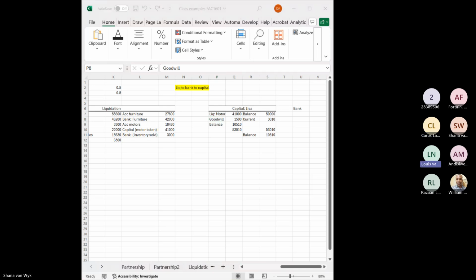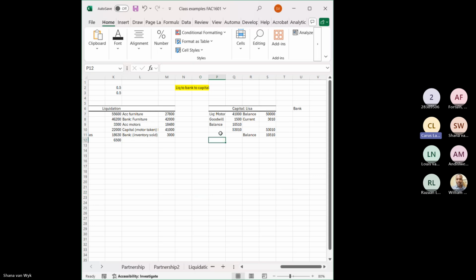Because goodwill is equity, isn't it? Increasing your equity. Goodwill is a non-current asset, an intangible asset, yes, I think. So how it works is, I think, how it works.